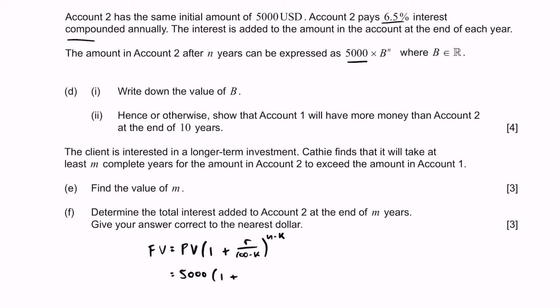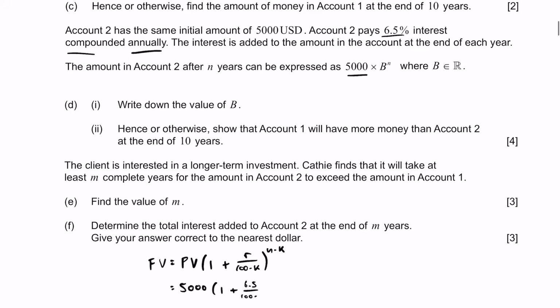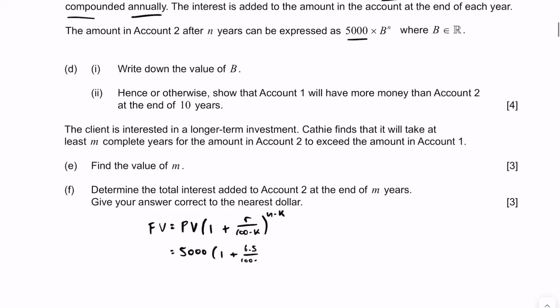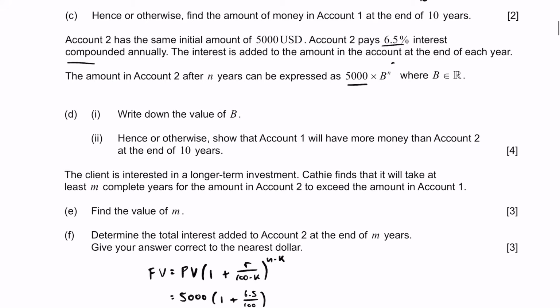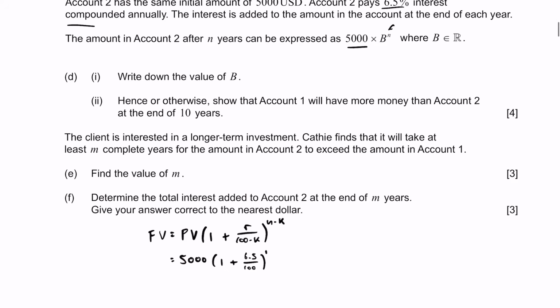1 plus r is our interest rate, which is 6.5 over 100. Number of compounding periods per year, it's just compounded annually, so it's actually just 100 times 1, or just 100. We don't need to write 100 times 1. And actually, in this case, I don't think I'm going to, just because I think it's going to clutter things up too much. And then we have n times k. N, in this case, we want to generalize, so we're not saying 5 years, 10 years. Let's just leave it as n. And then once again, it's going to be n times 1, which is just going to be n.